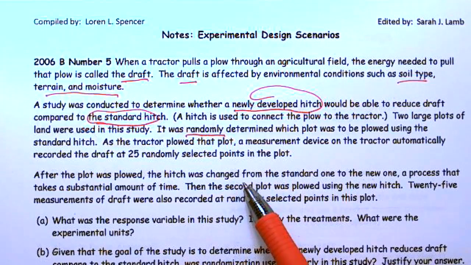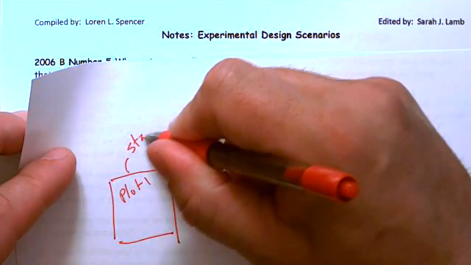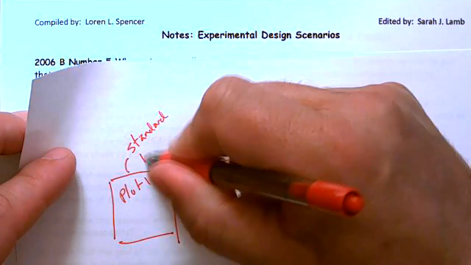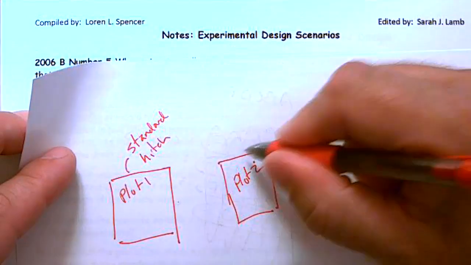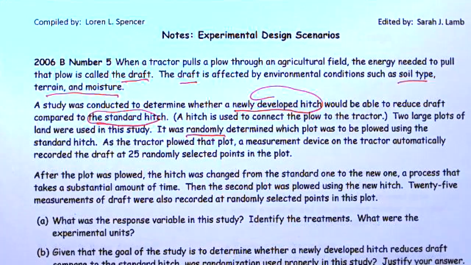After the plot was plowed, the hitch was changed from the standard one to the new one, a process that takes a substantial amount of time. I think they're just whining and wasting time here. They didn't need to say that. Then the second plot was plowed using the new hitch. So basically, here's what happened. Plot 1 got the standard hitch, and plot 2 got the new hitch. After the plot was plowed, the hitch was changed, and 25 measurements of draft were recorded at randomly selected points in this plot.